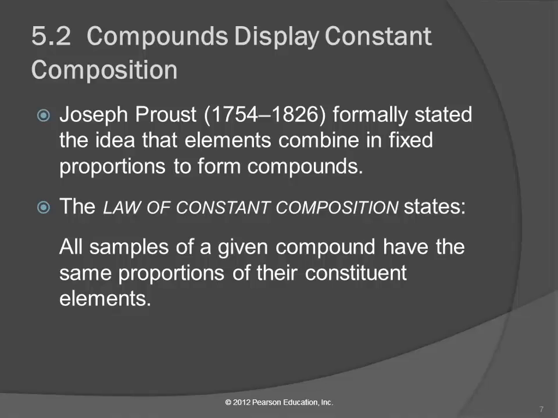So this concept was originally stated back in the early 1800s, and it's summarized in the law of constant composition. All samples of a given compound have the same proportions of their constituent elements. So pure water that you isolate from the King's River has exactly the same proportion of oxygen and hydrogen as water that you would get from the Nile River in Egypt or the Amazon in South America. Okay, it's exactly the same. All water molecules are the same because they are a compound.